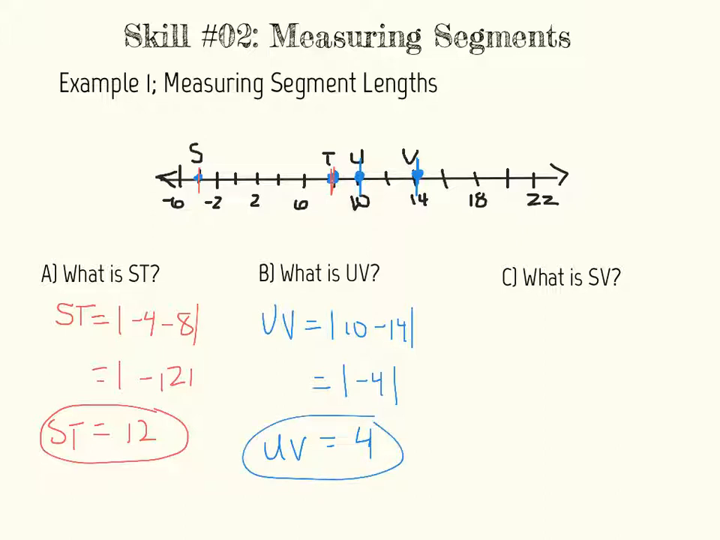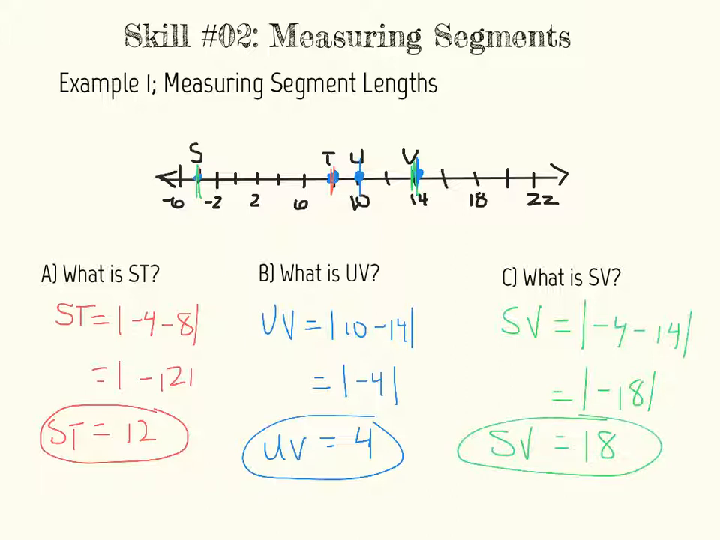And finally, the last one, we have what is SV. So we have S and V. So SV equals the absolute value of -4 minus 14. So that's going to give me the absolute value of -18, which is going to give me SV equals +18, because that would be your absolute value. And that's it.